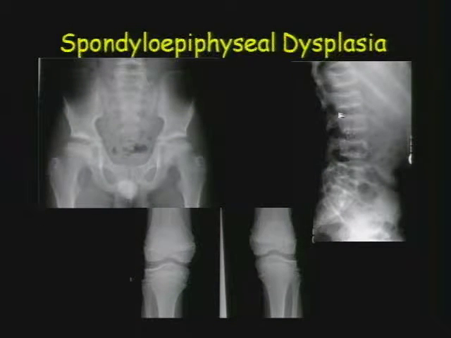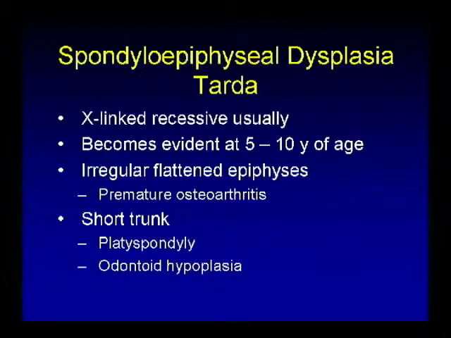The next case is a young man that's short and has a waddling gait, and we can see here that he has platyspondyly and also has small and irregular, flattened epiphyses, and this is spondyloepiphyseal dysplasia tarda, which is an X-linked recessive disease. It usually becomes evident at 5 to 10 years of age. They have flattened epiphyses, they get premature osteoarthritis, and they'll have platyspondyly.